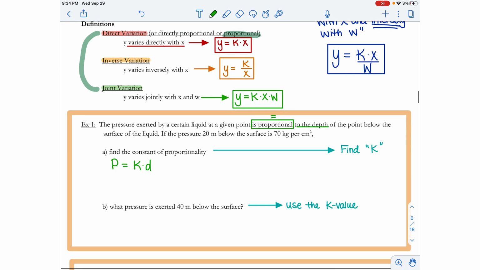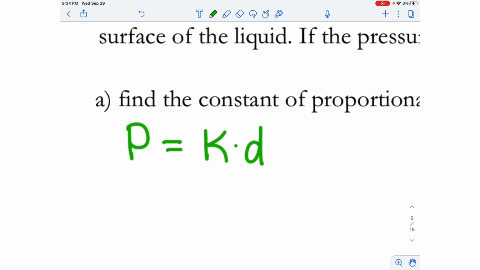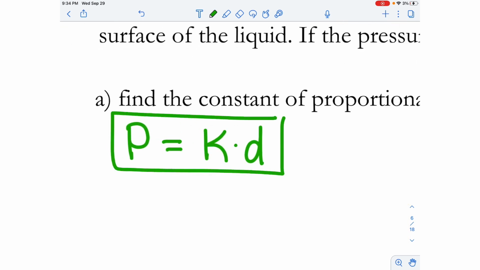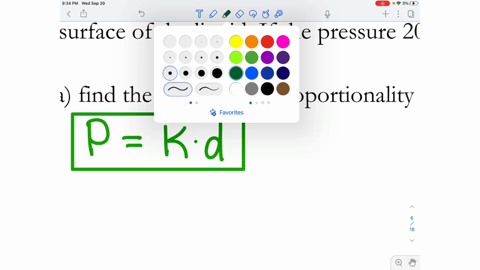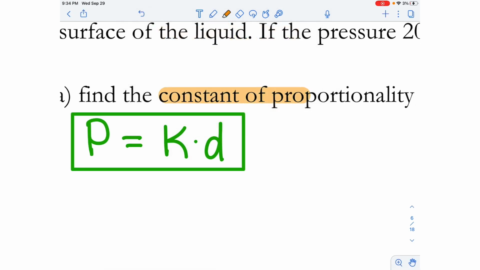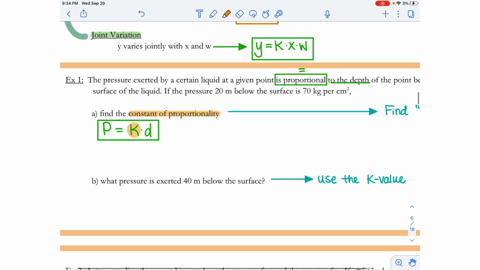Okay, that's the equation right there. We're done. But I have to solve for K. The K is the constant of proportionality. So when it says that, that just means find the K value. Well, I'm going to do that using the last sentence of this problem.